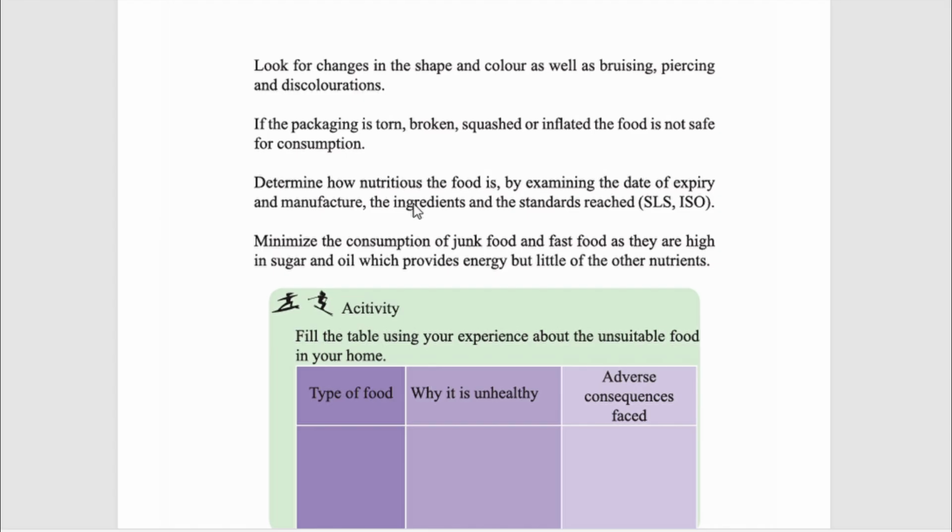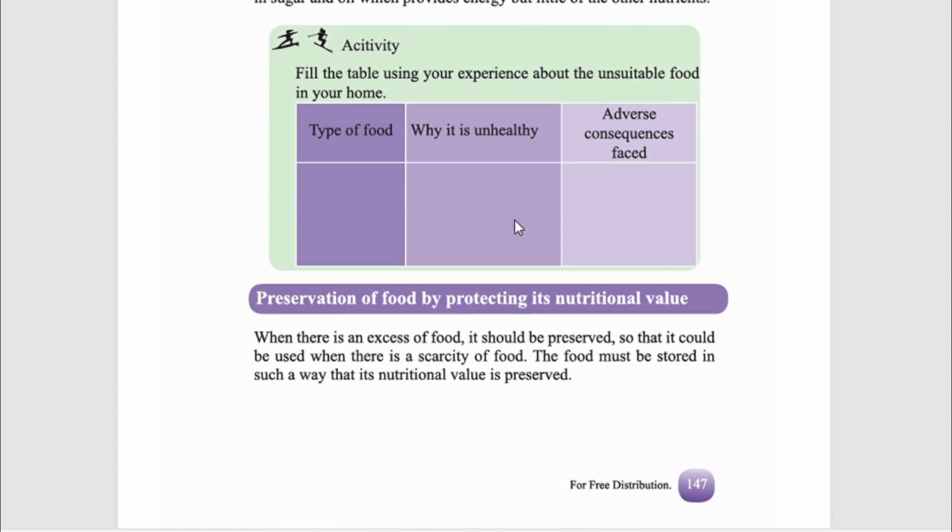Look for changes in the shape and the color as well as discolorations. If the packaging is torn, broken, squashed, or inflated, the food is not safe for consumption, especially canned fish. Determine how nutritious the food is by examining the date of expiry, the manufacture date, the ingredients, and the standard mark, SLS, ISO. This is very important.